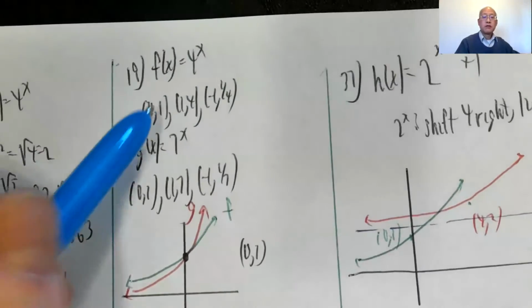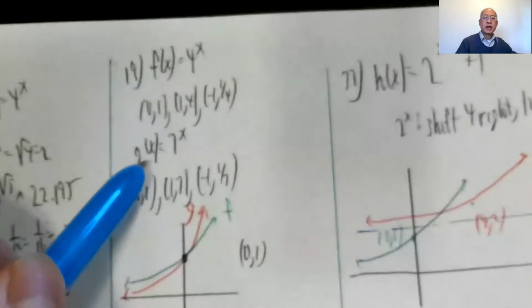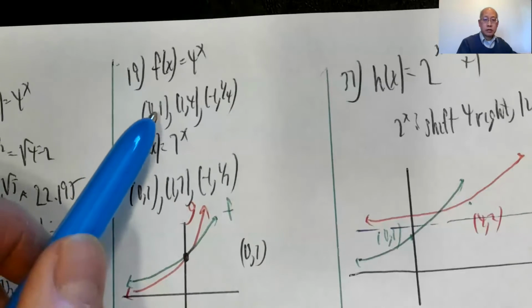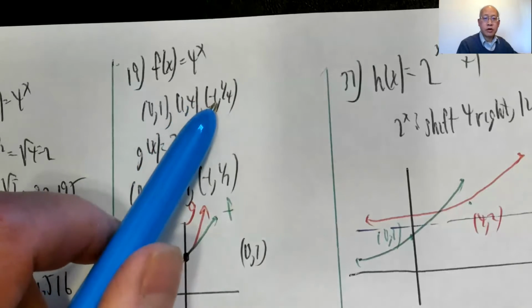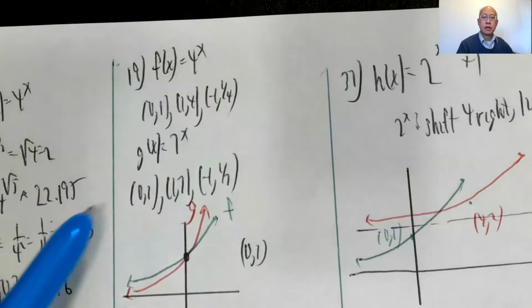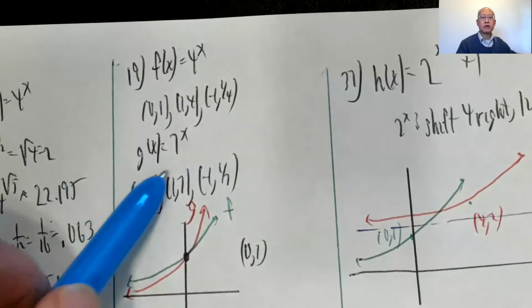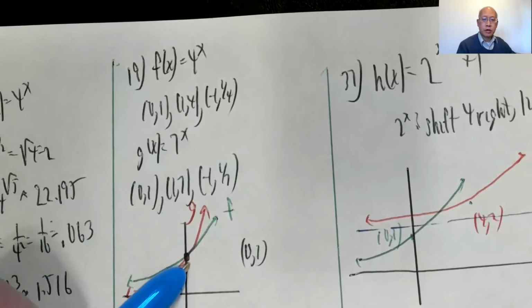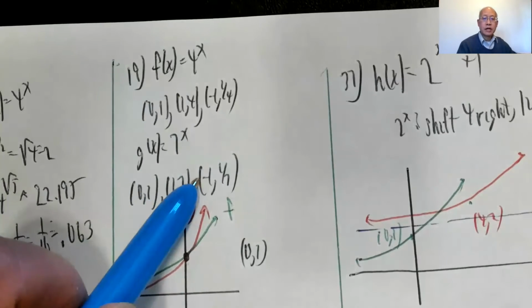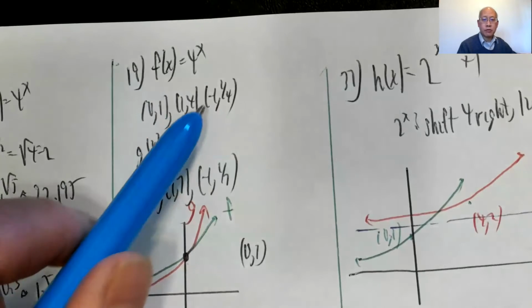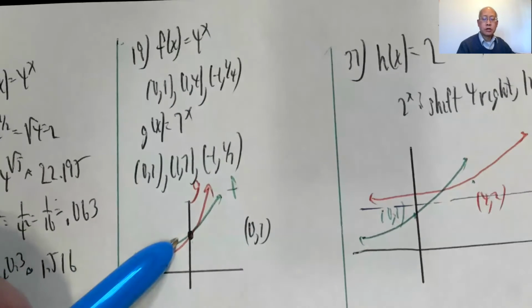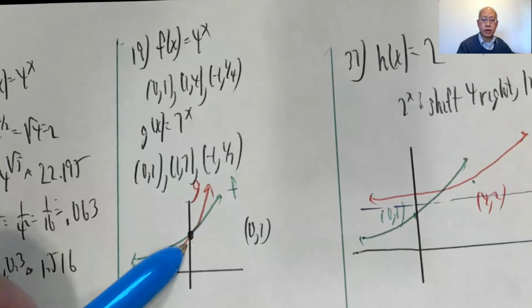Number 19, 4 to the x and 7 to the x. So here's a little mini table. 0 gives me 1, 1 gives me 4, negative 1 gives me 1 over 4. For 7 to the x, 0 still gives me 1, so they touch at 0, 1. 1 gives me 7, negative 1 gives me 1/7. So 4 is smaller than 7, but 1/4 is bigger than 1/7. So they switch rows, being the larger or the smaller, after 0, 1.